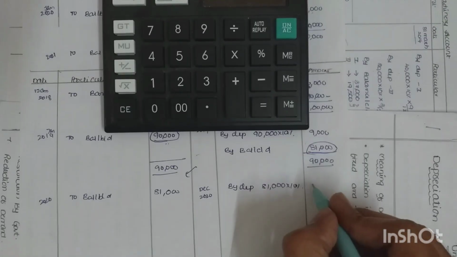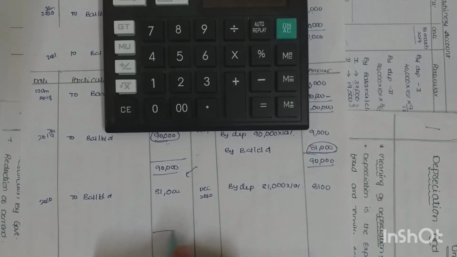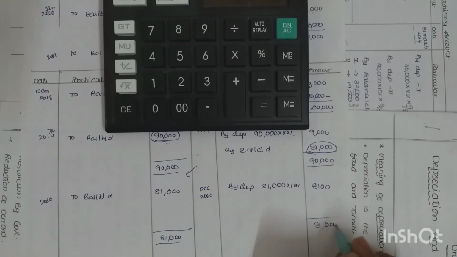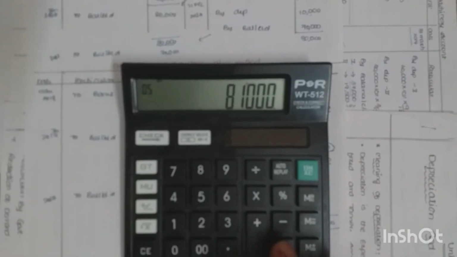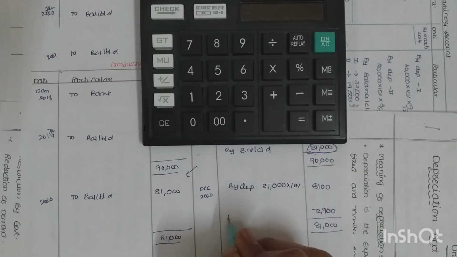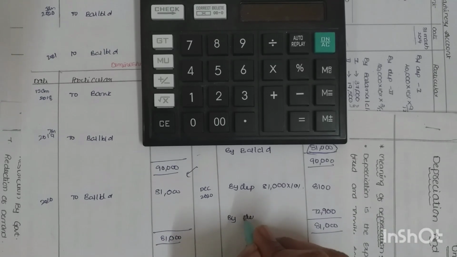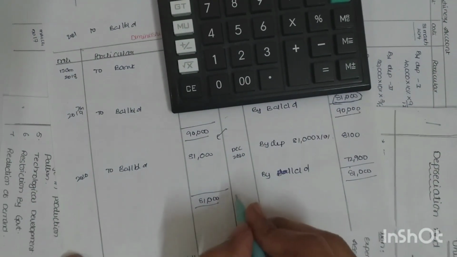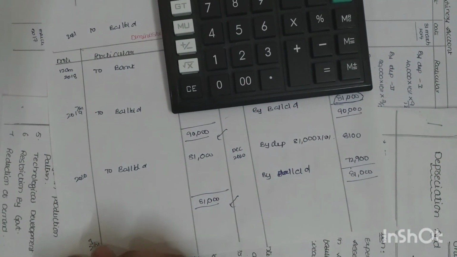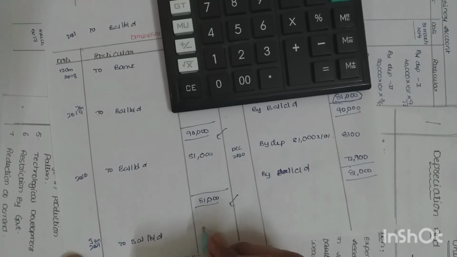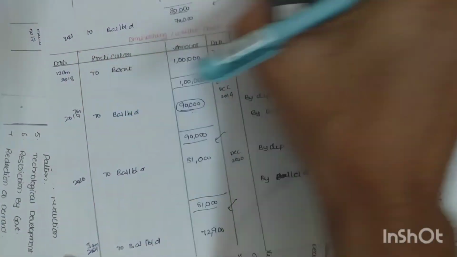Okay, 8,100. So total is how much? 81,000. This one also 81,000. 81,000 minus 8,100 is 72,900, the balance. 72,900 by balance carry down, how much? 72,900. See, 3 years completed. Just we have to carry the balance, 2021 January to balance brought down, how much? 72,900. So this problem for 3 years is also completed.